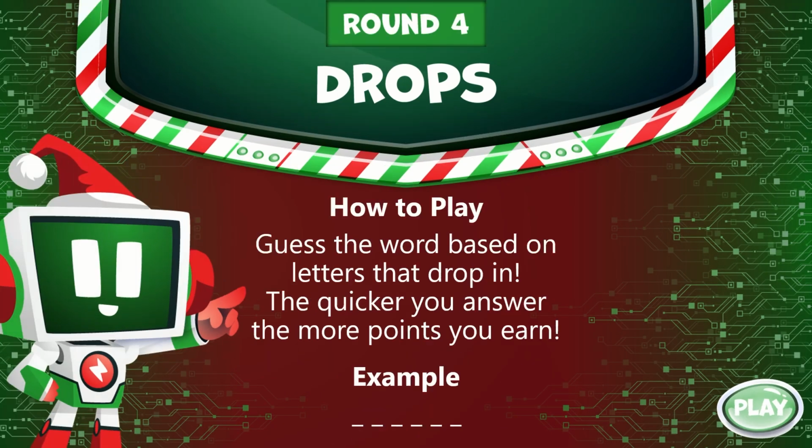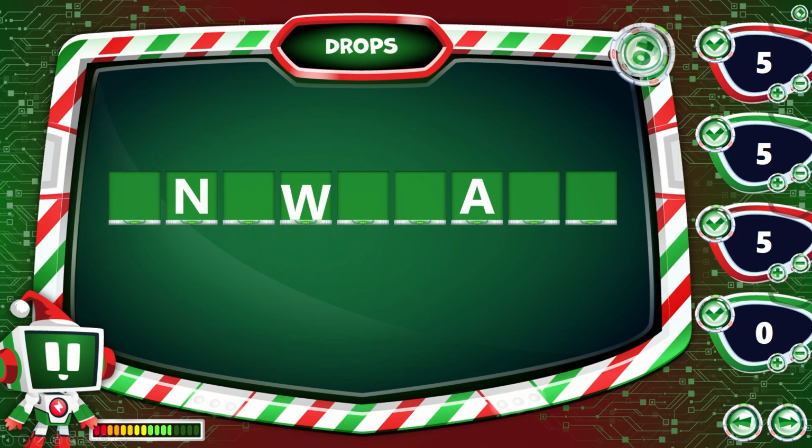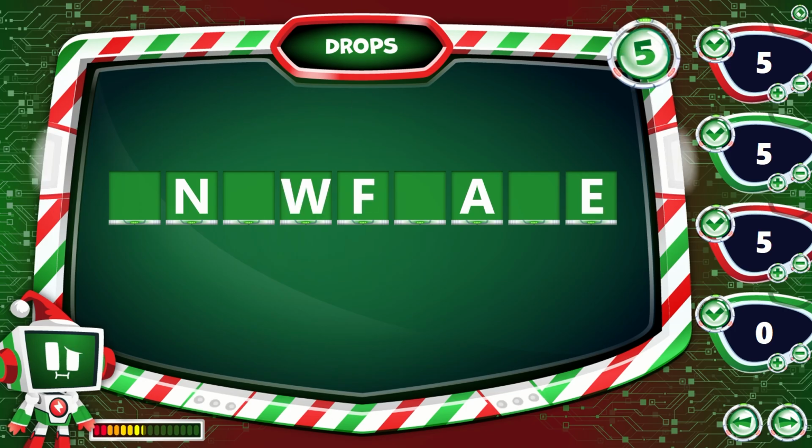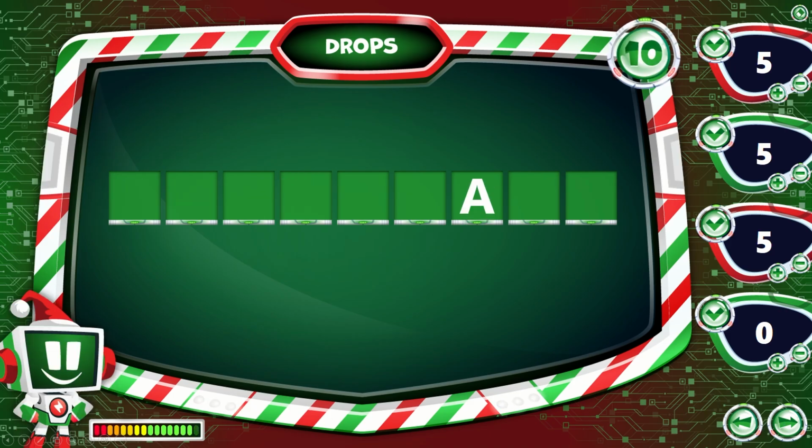In round 4, players will guess the word based on the letters that drop in. The quicker the player guesses the correct answer, the more points they will earn. The first letter will automatically drop and then the timer will start immediately after. The letters will continue to drop in automatically until there is only 1 missing letter. The amount of time between drops varies depending on the number of letters in the word to keep the difficulty level even.